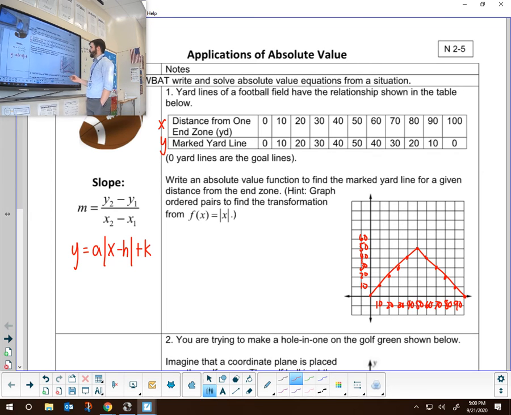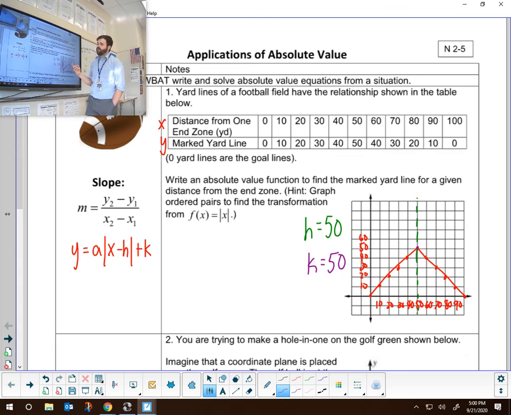So we're going to first find my vertex. What is my h value? My h value is going to be whatever my axis of symmetry is. And my axis of symmetry is right there in the middle at 50. So my h is 50. Let's see what my k is. My k is going to be how tall it is, right? And so my k is going to be 50 as well.